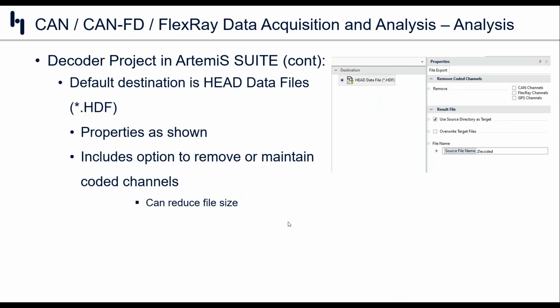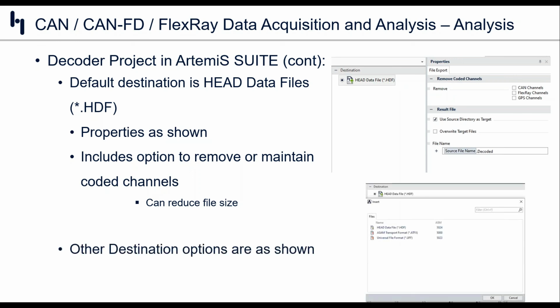Okay, so the default destination pool item is a head data file. Basically, it extracts the data, adds it to the analog channel count, and creates a new HDF file from that. So the properties for the HDF file export are here. Main one is possibly removing the coded channels, which can help reduce file size. So other destination items are shown. It's basic creation of new files. ATFX is available as well as UFF.